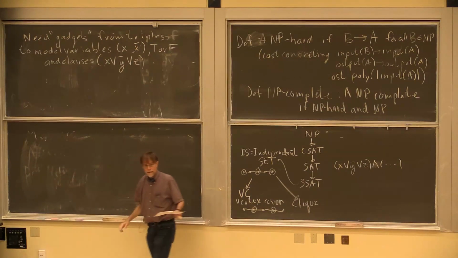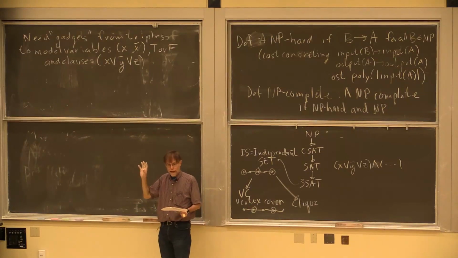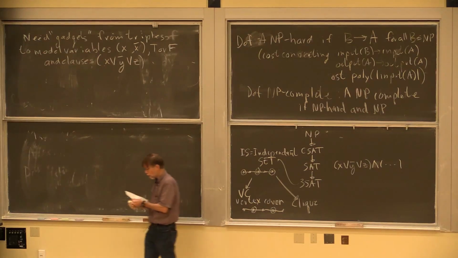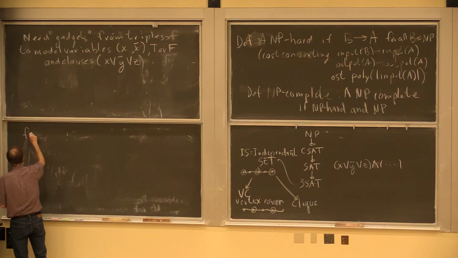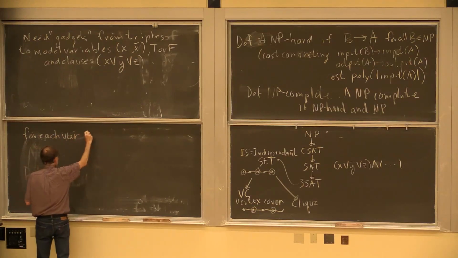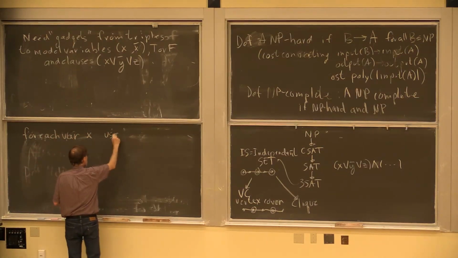So the motivation is if I have a variable that can only be true or false, I want my gadget to only be a matching in 2 possible ways. And one way will correspond to true, and one way will correspond to false. Okay. For each variable x, this is what I'm going to build. I'm going to use 4 triples.